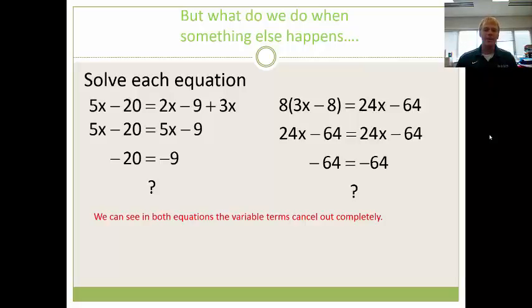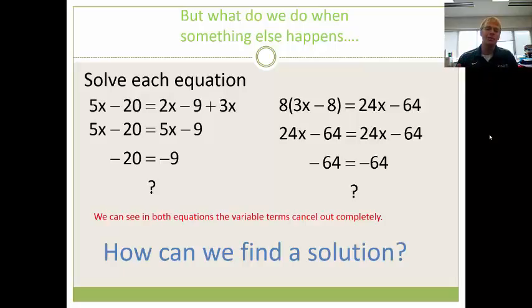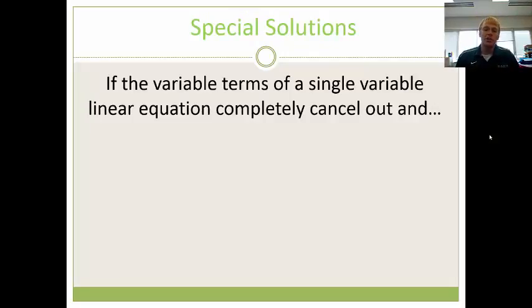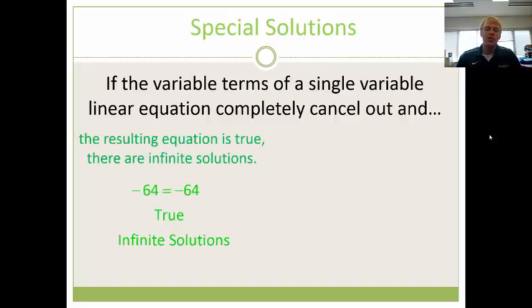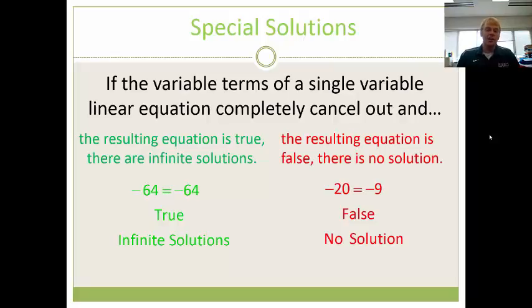Well, when that happens, what do we do? How can we find a solution if we do not have any variables left? The answer is our special solutions, right? If the variable terms in our single variable linear equations completely cancel out and the resulting equation is true, there are infinite solutions. Our example before, we had -64 equal to -64. That is a true statement. Those things are equal. So because that's what we were left with, we ended up with infinite solutions, right? And if the result is false, such as -20 equal to -9, those are not equal, they're not the same number, we end up having no solutions there.